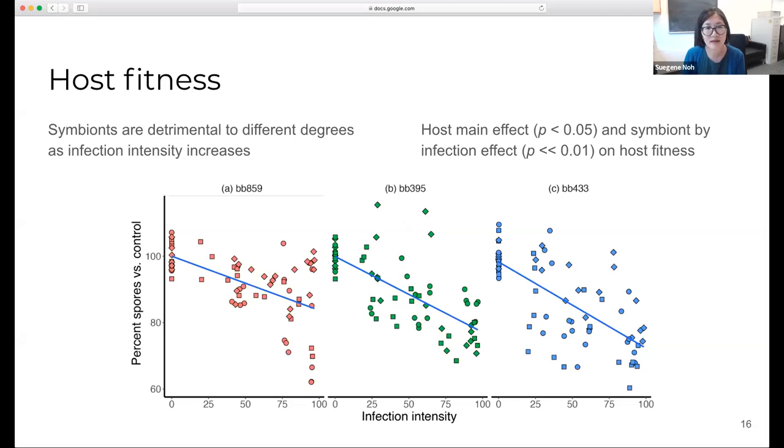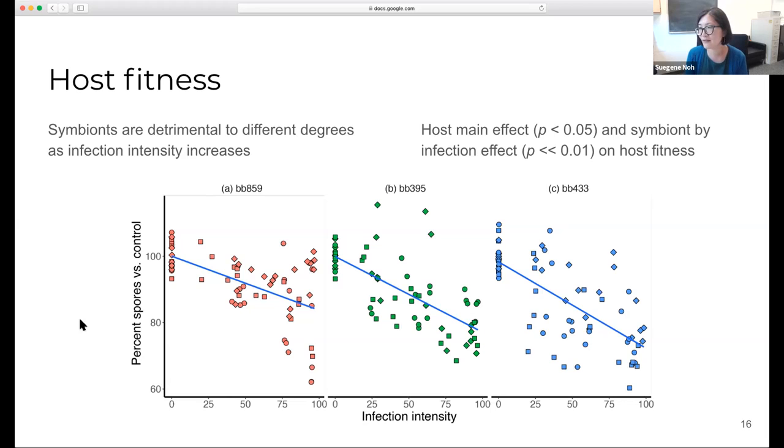and we're trying to understand this result as well. When we looked at the relationship between infection intensity and the host fitness effects that these infections have, what we see is that the slope for BB859 is much shallower compared to the slopes for BB395 and 433. And so, as you can see, these data are quite noisy, and so we're going to redo some of these experiments to try to see if these results are consistent.